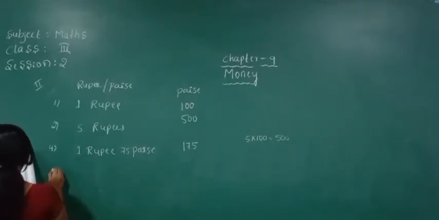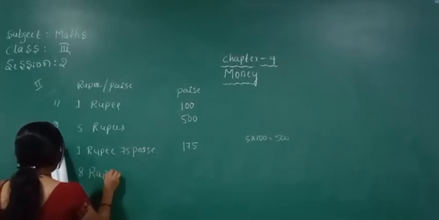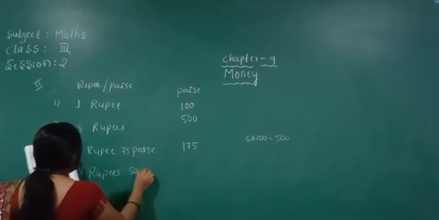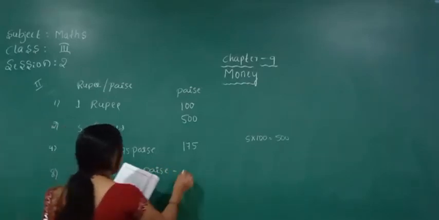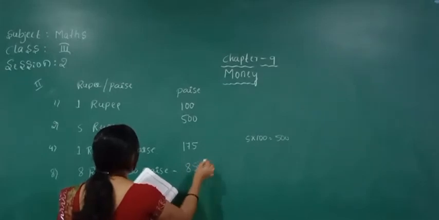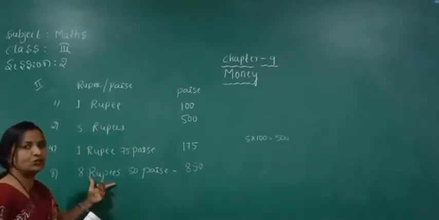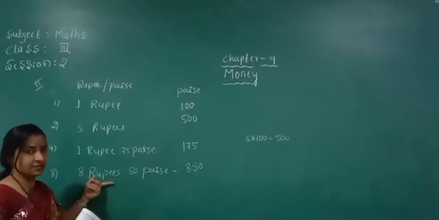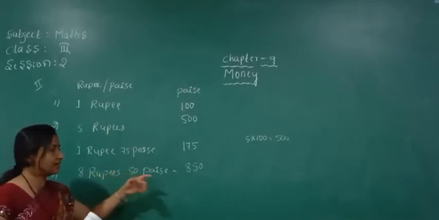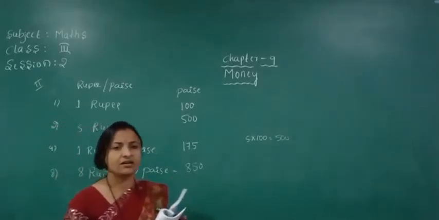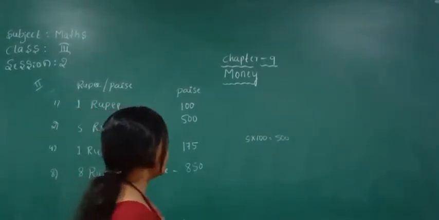Next, the eighth one, 8 rupees 50 paise. We convert it to 850 paise. Understood? The 8 rupees will first be converted into paise form, and after converting, we add this paise and that paise, so we get the answer 850 paise. This is the second section; the remaining ones you do yourselves.